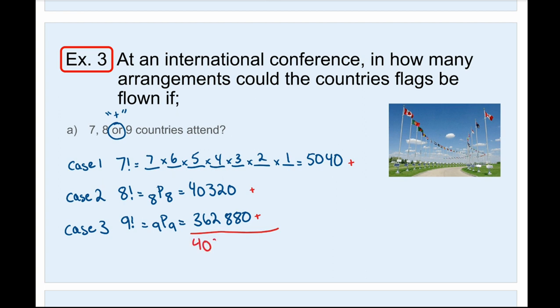So 408,240. So therefore there are 408,240 ways to arrange the flags.